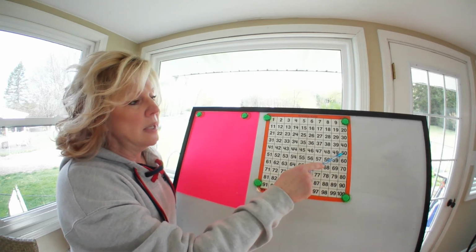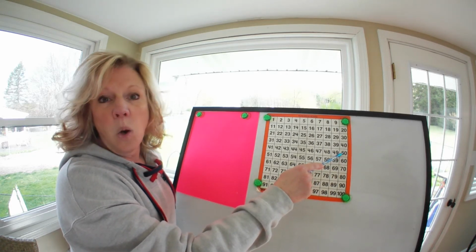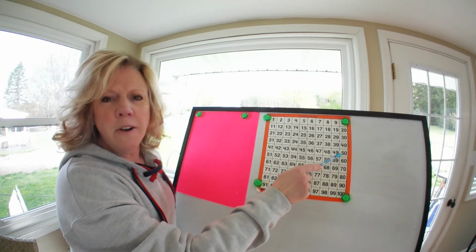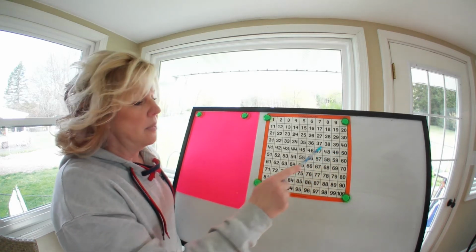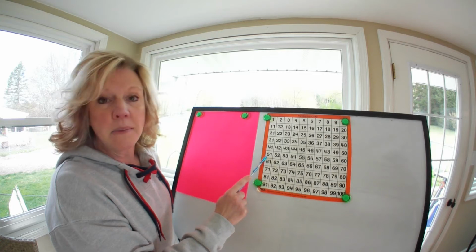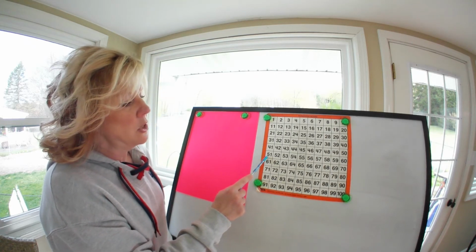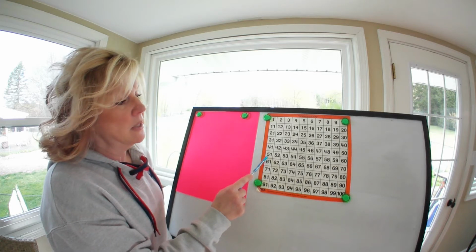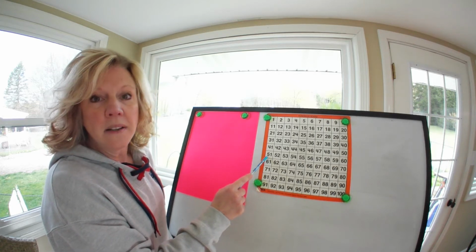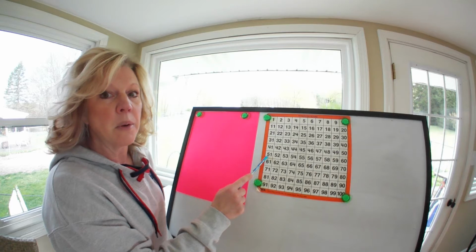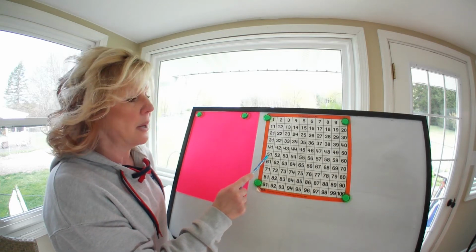Now what I want you to do is add 1. So where do I go from here if I add 1? That's right, I'm going to go right here because I'm just adding one digit. Now what I want you to do is subtract 20. Can you do that? Remember, we're going down, or we're going up, right?